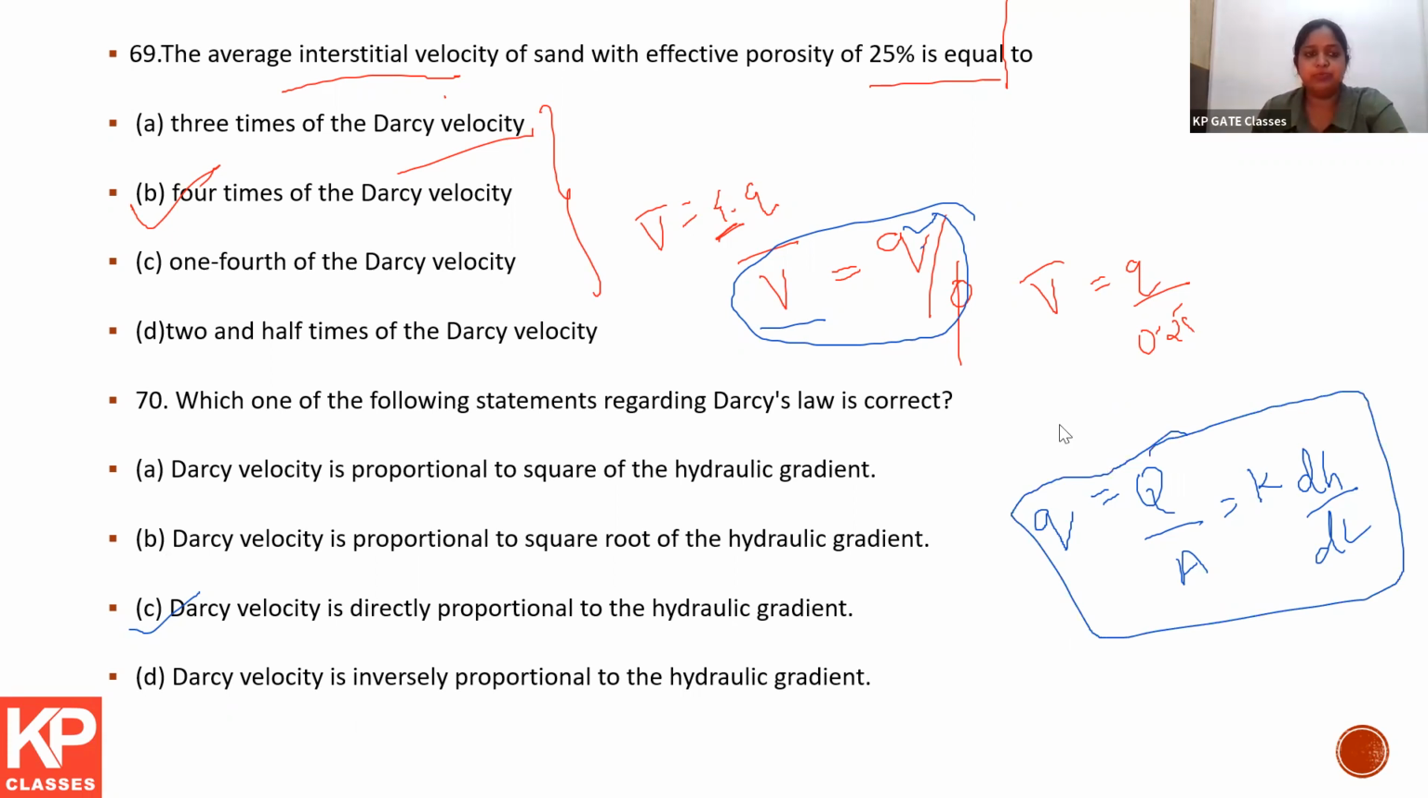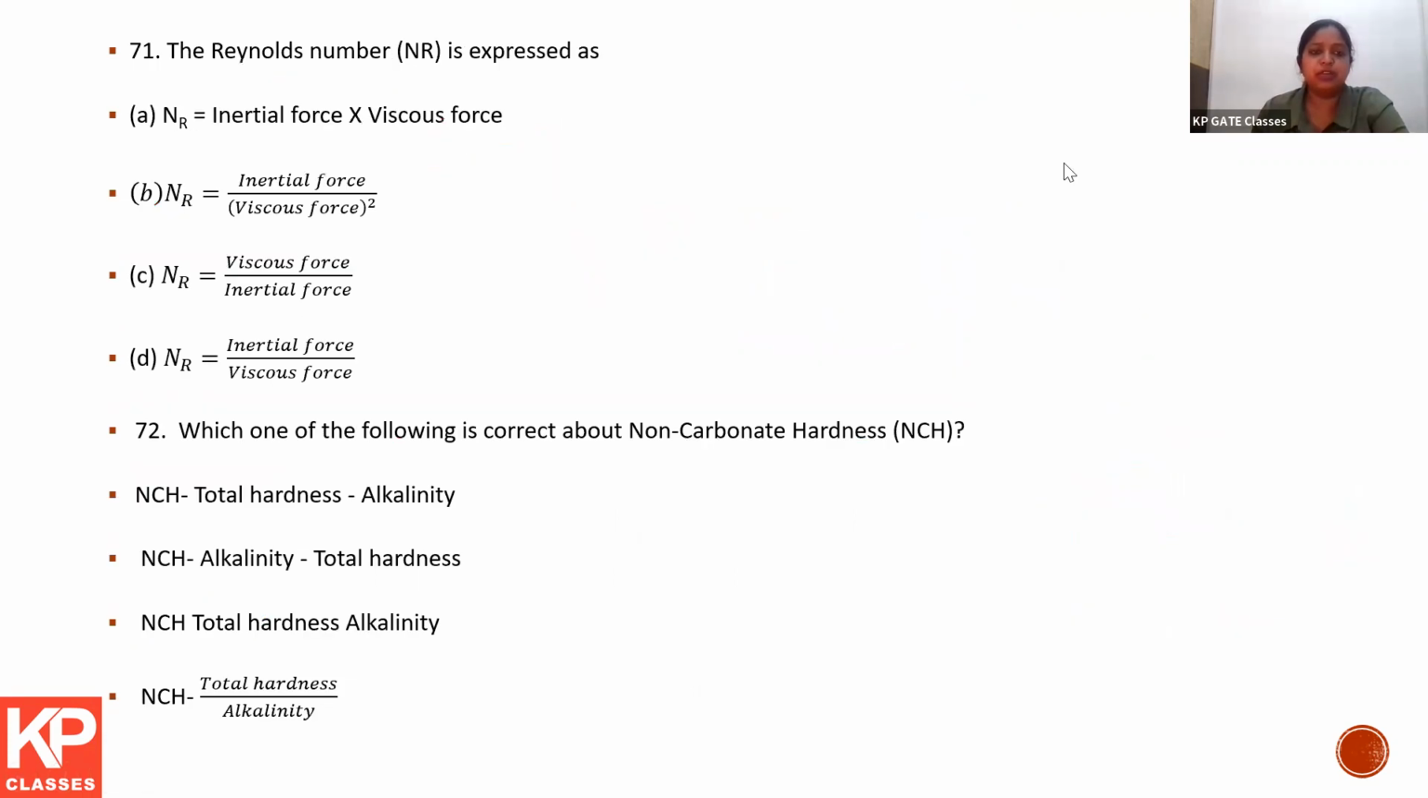Next one is about the Reynolds number. Reynolds number NR is the ratio of inertial force to viscous force. So option D is the correct answer. Now question number 72. Which one of the following is correct about non-carbonate hardness? Non-carbonate hardness is equal to total hardness minus alkalinity. So this option A is the right answer for this question.